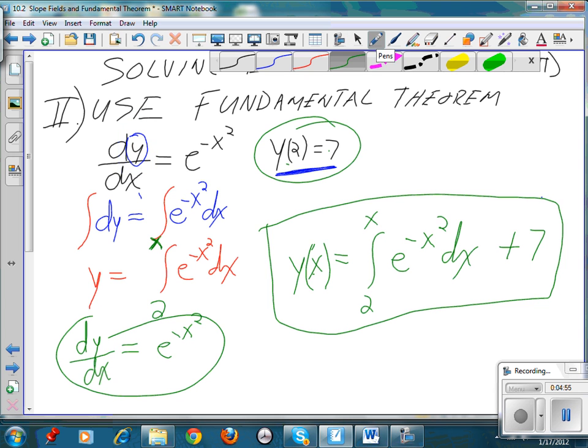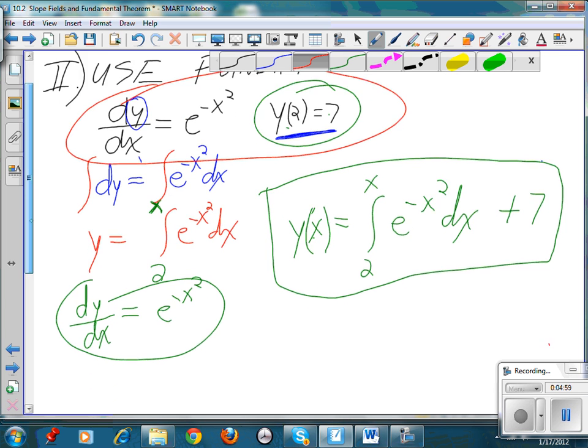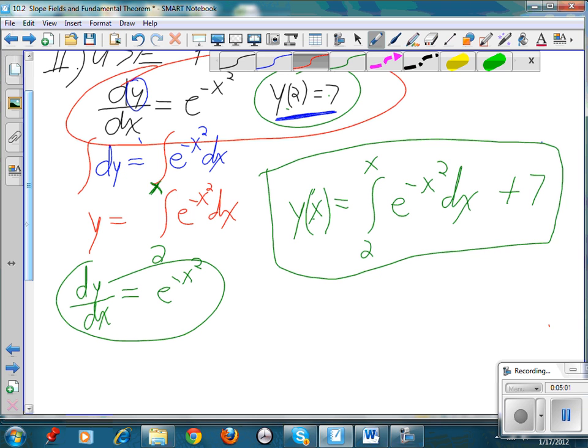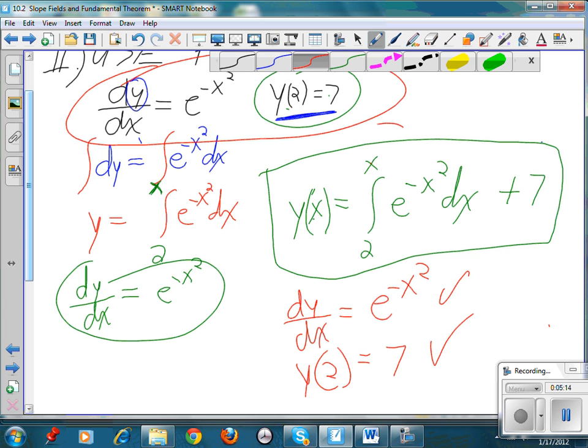If it works, let's switch colors. It needs to satisfy this. We've just shown it does, but let's just show it again. Well, what's dy dx? dy dx is equal to e to the minus x squared. What is y evaluated at 2? Y evaluated at 2, I put a 2 in here, it's equal to 7. Check, check. That's my solution, right? That's my solution. It's always going to work.